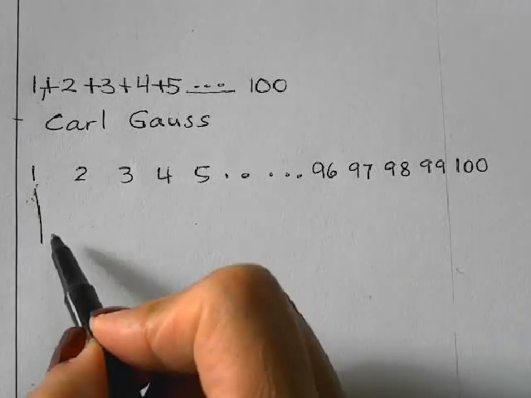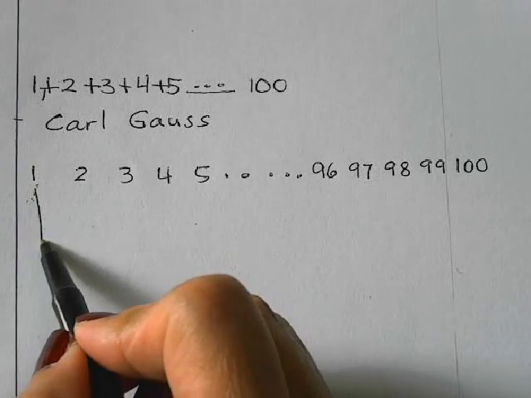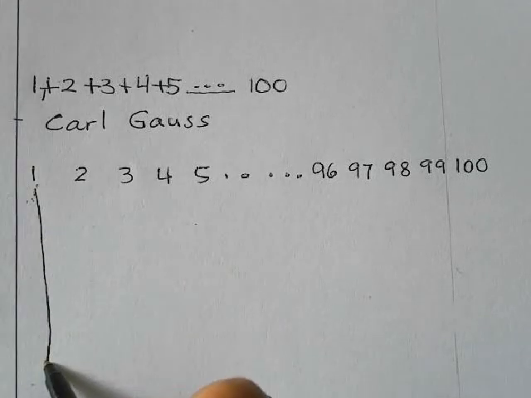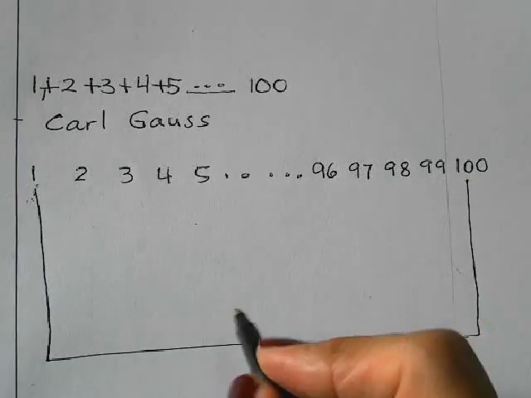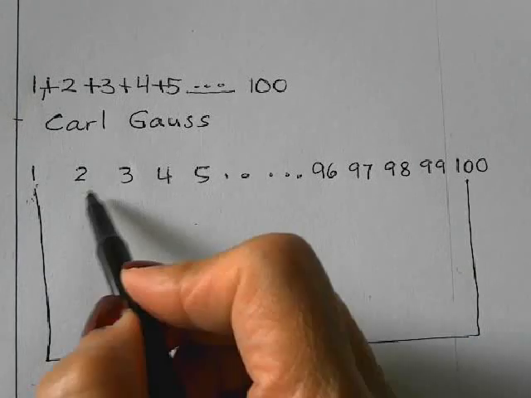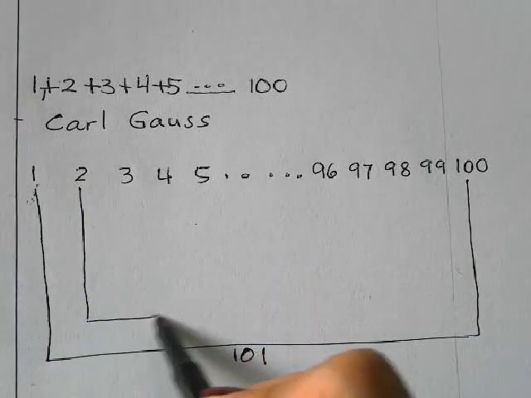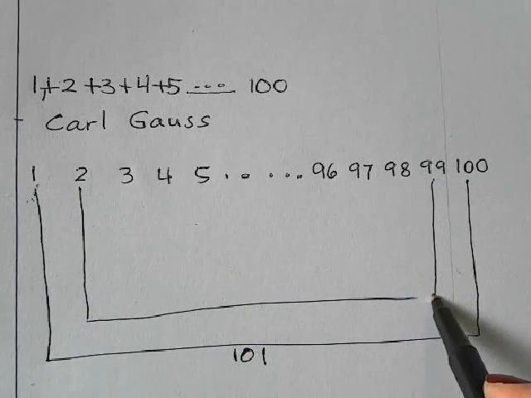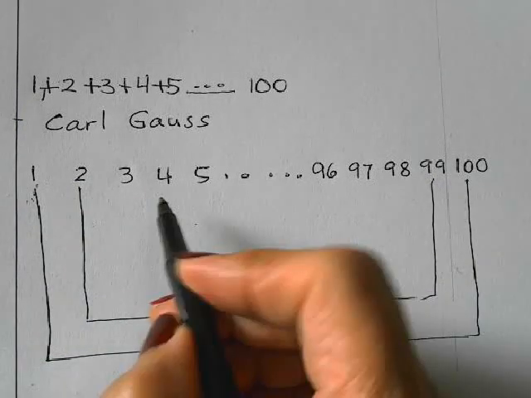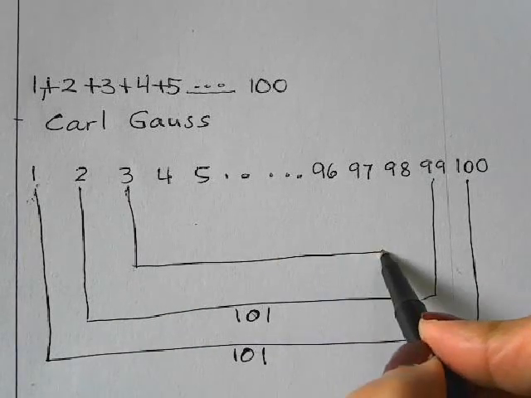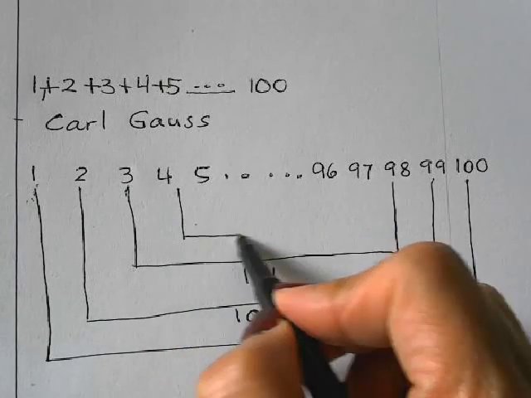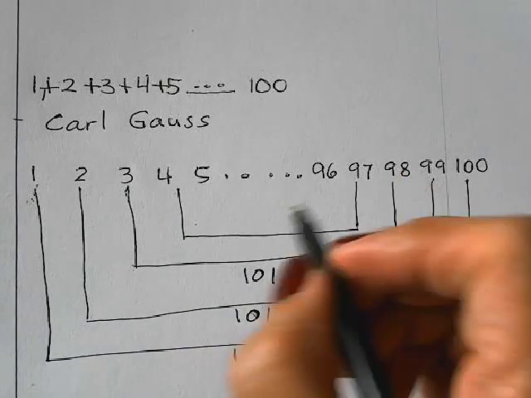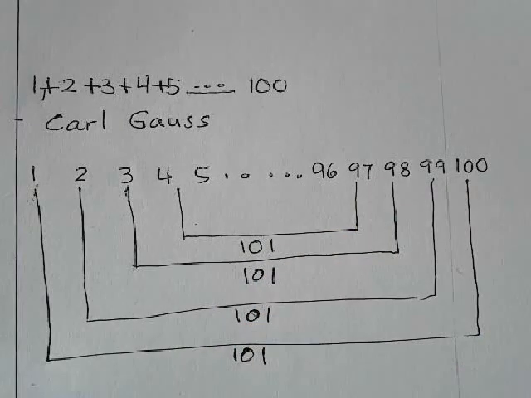If we add the first and the last, what is the sum? I hope you know it's 101, right? Let's add this and 99. That is another 101. This and 98, I think you already see where this is going. 101. 4 and 97, 101. So if I continue doing this, how many 101s will there be?